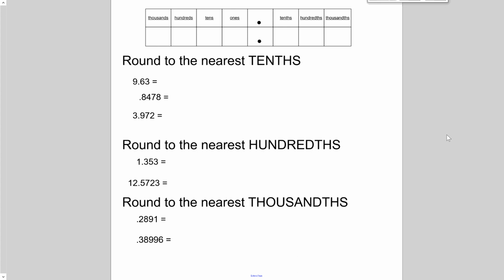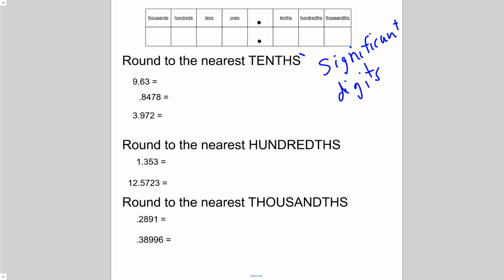Let's take a look at rounding decimals, which is basically the same as rounding whole numbers, except for one key difference having to do with the zeros. With that, you need to remember the term significant digits. I'll discuss what that means.